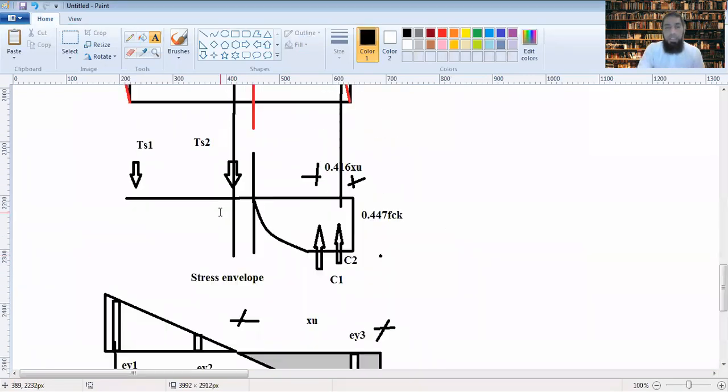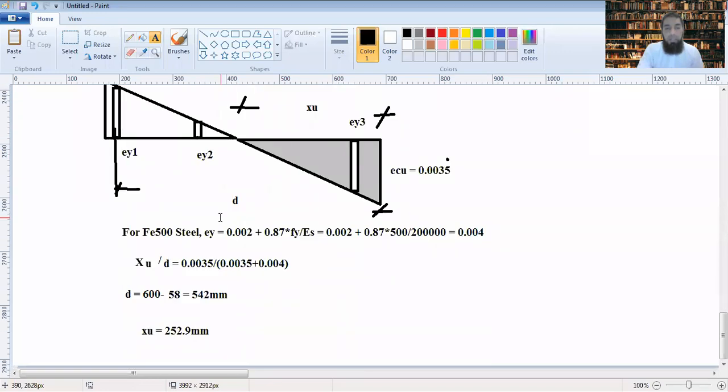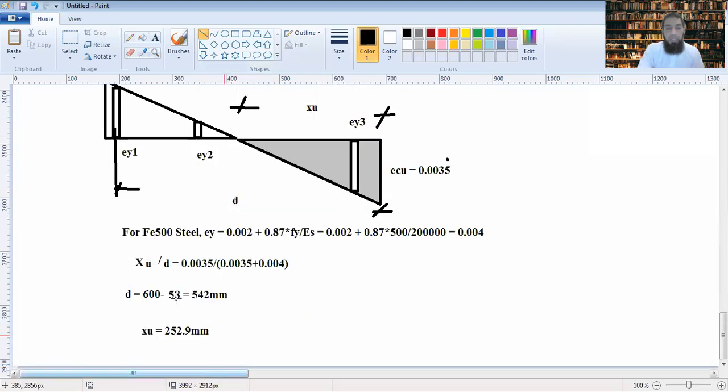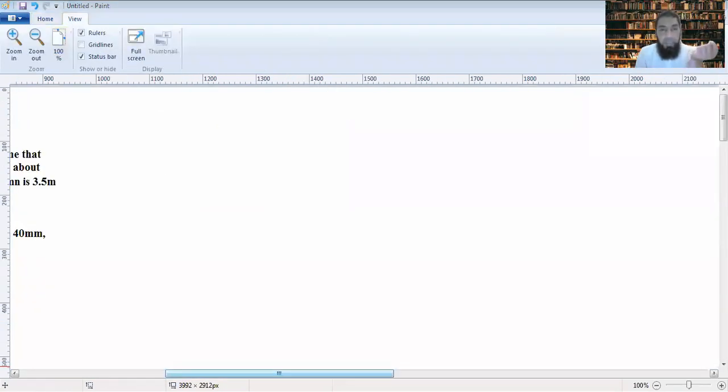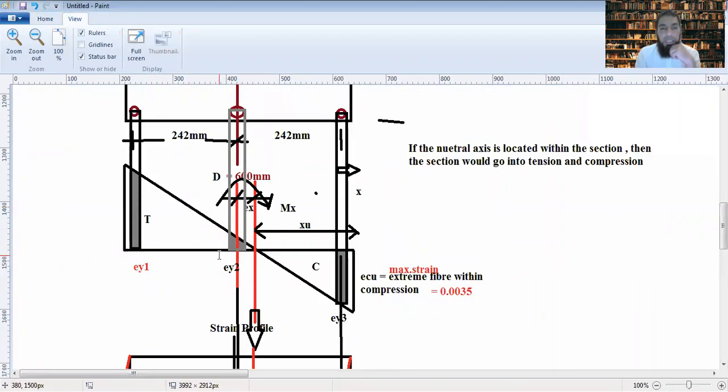Now where is the center located? Center is located at 300 mm from this position. Thereby, we have to determine the design strength. Let me first determine the values of EY1, EY2 and EY3. How much is the amount of these three?